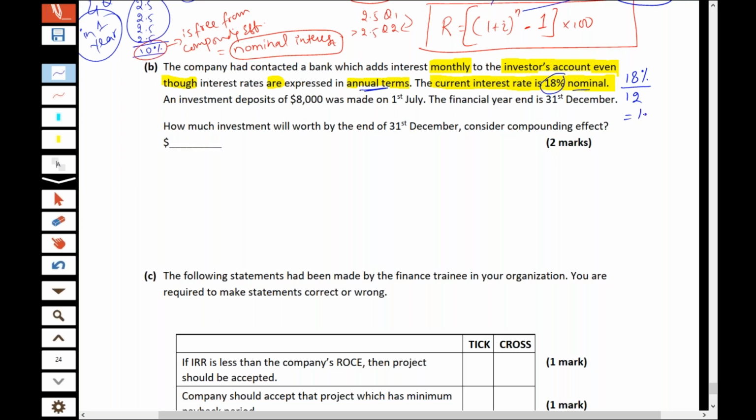That is 1.5% per month. This is the monthly interest percentage, 1.5% per month, because it is given in annual terms. And this is something nominal. Nominal means no effect of compounding. Compound means multiplier effect of the interest.